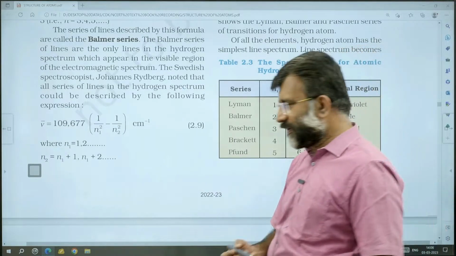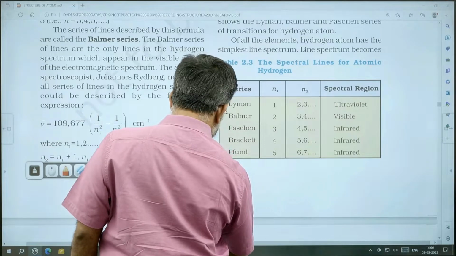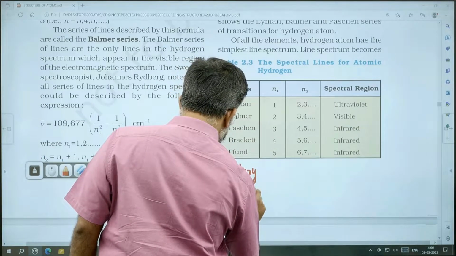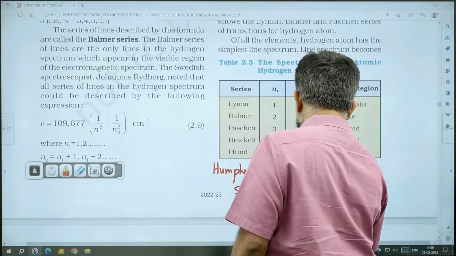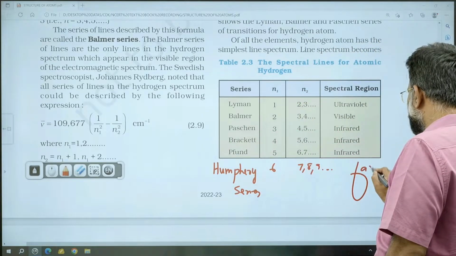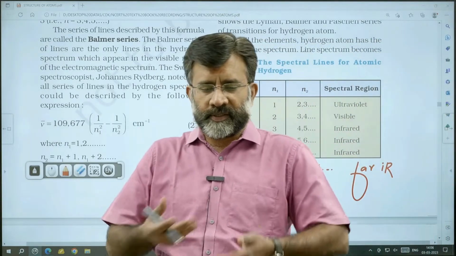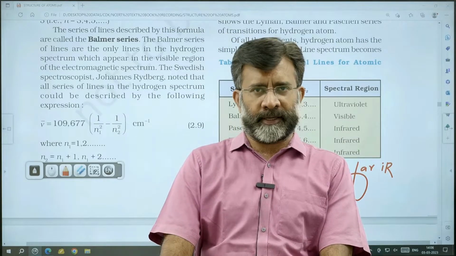There is the Humphrey series you might have heard about sometimes. Humphrey series, n1 equal to 6, n2 equal to 7, 8, 9, etc. That is also coming under the far infrared region.